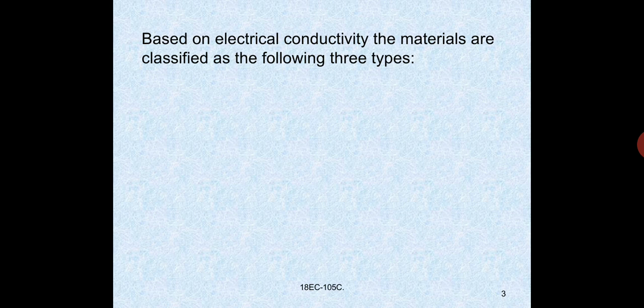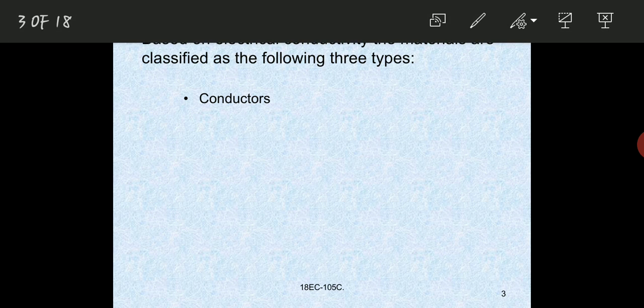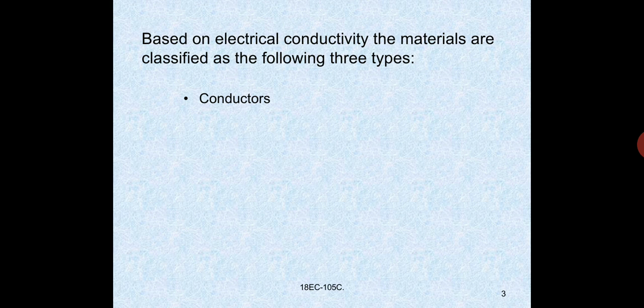Based upon the electrical conductivity of the materials, they are classified into the following three types. They are the conductors, insulators, and important is the semiconductors. They are actually the evolution of which has changed drastically the scenario of the electronic industry.